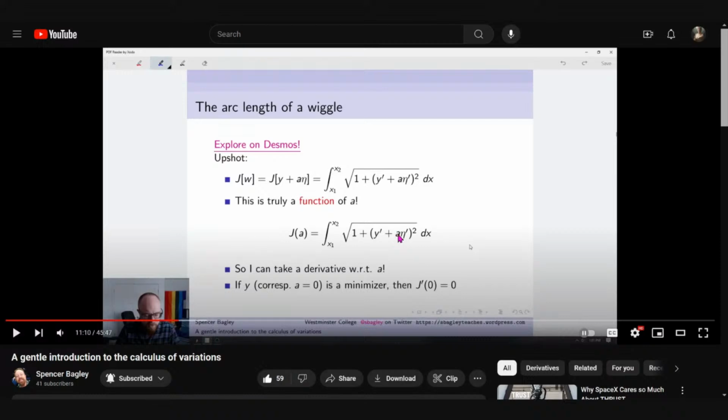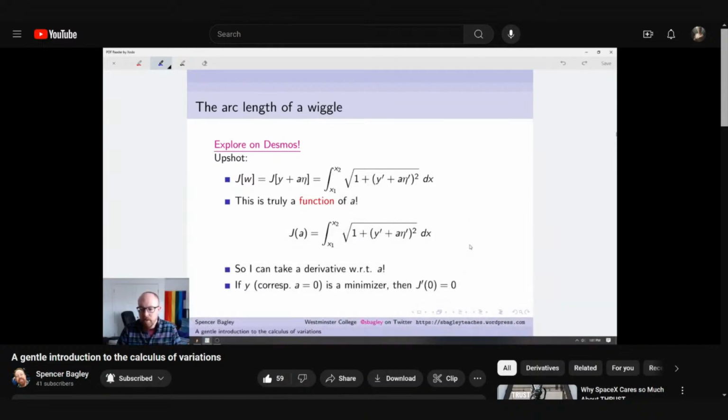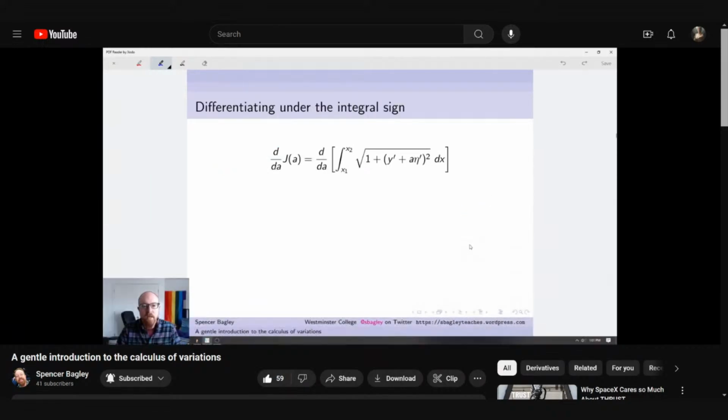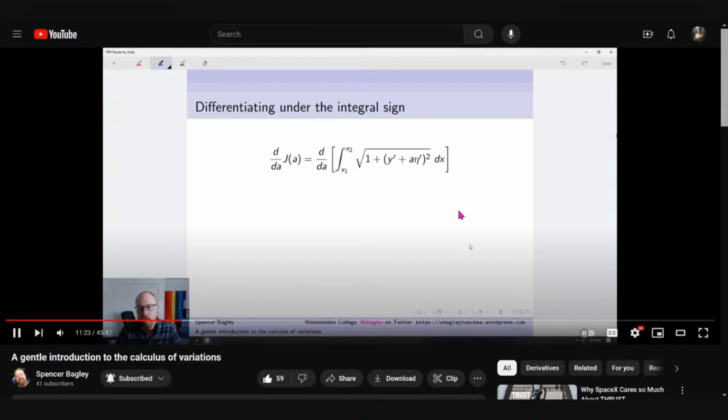Because if a is 0, then we're removing the effect of eta, and we're back to just y, and that has to be a minimum. And so I feel like that's a technical handle that I can use to calculate anything in this weird situation. Okay, well, that's going to involve differentiating an integral. So now we're going to differentiate j, and we're going to say j at 0 equals 0, or the derivative of j at 0 must be 0.